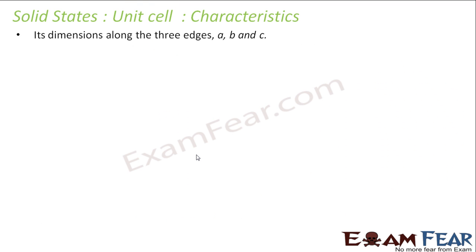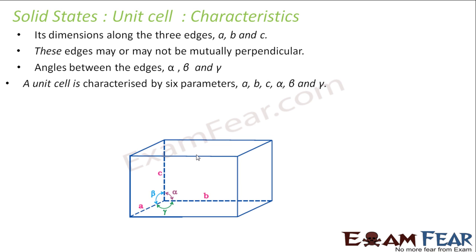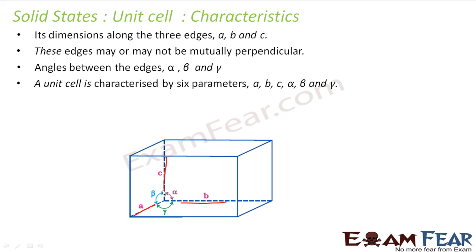Now let's understand some characteristics of unit cells. So in dimensions, it has 3 dimensions. It has 3 edges, A, B, C, and these edges may or may not be perpendicular. And the angles between the edges are alpha, beta, and gamma. So if you see, this is my unit cell. It will normally have cube or cuboid or hexagonal shapes, the 3-dimensional shape. It has 3 edges, A, B, and C. These edges may be equal, may not be equal, may be perpendicular, may not be perpendicular, right? And the angles are alpha, beta, gamma.